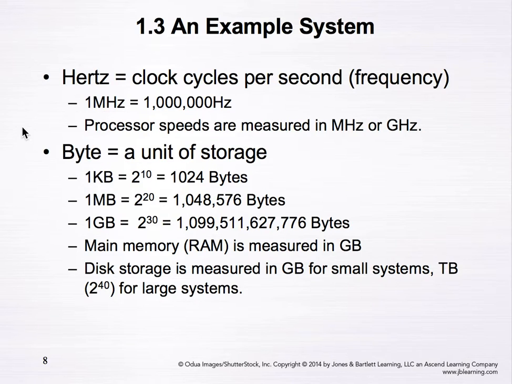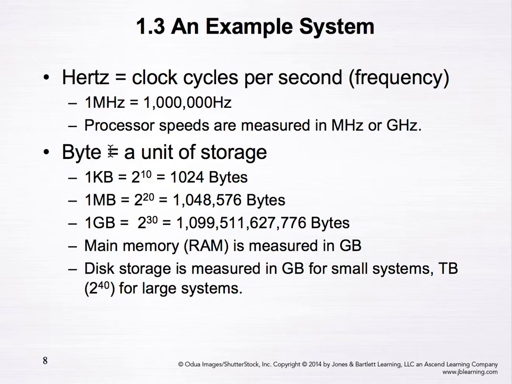The next measurement we have is the hertz. That corresponds to clock cycles per second, which we call frequency. For example, 1 megahertz is 1 million hertz. This means we have 1 million cycles per second. Basically, the processor speed of a computer system is measured in megahertz and gigahertz. Megahertz corresponds to 10 power 6, and gigahertz corresponds to 10 power 9.